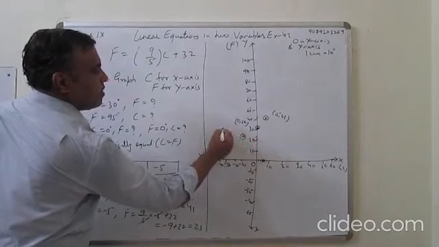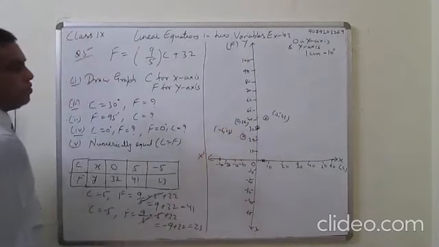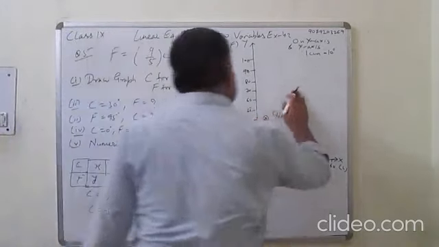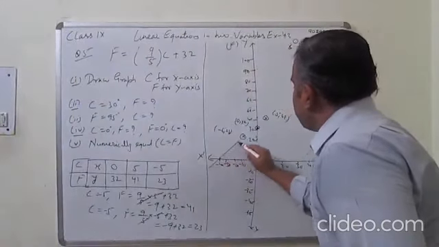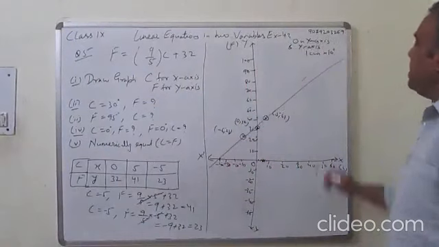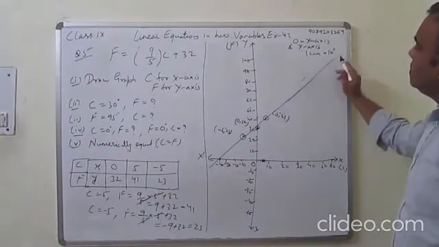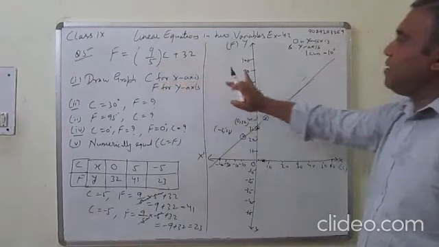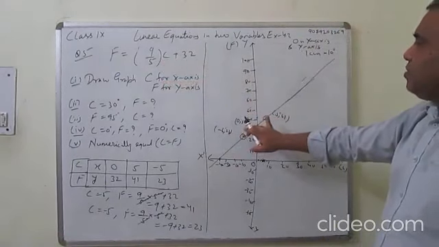Minus 5, 23. If you join these lines, you will see that this is a straight line like this. It is good. So this is the line of F is equal to 9 by 5 into C plus 32.